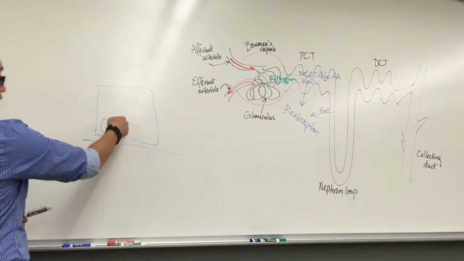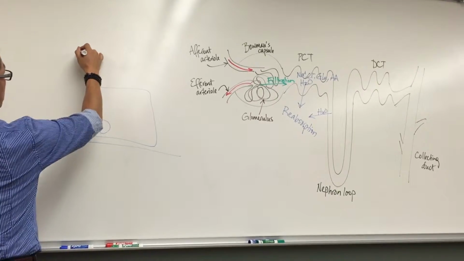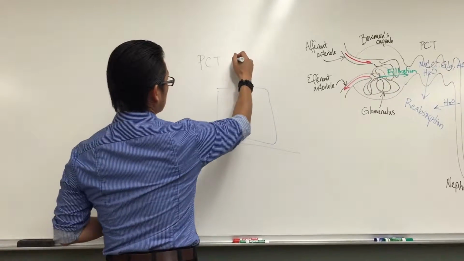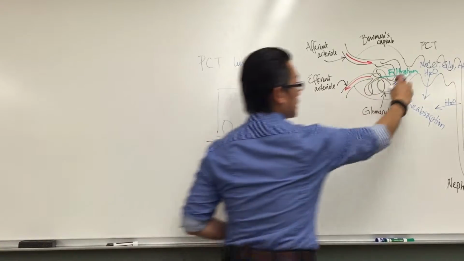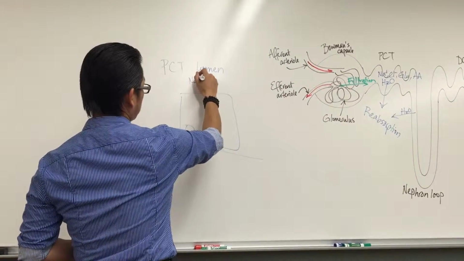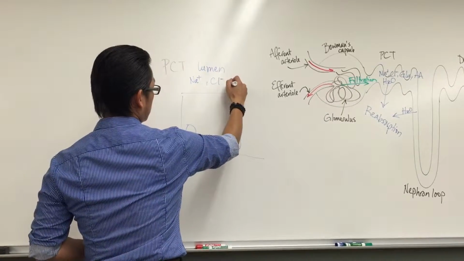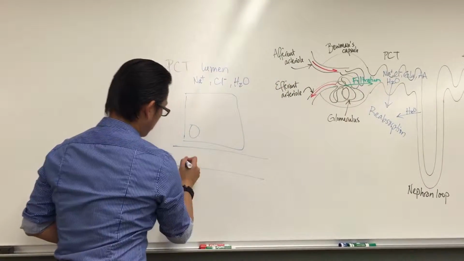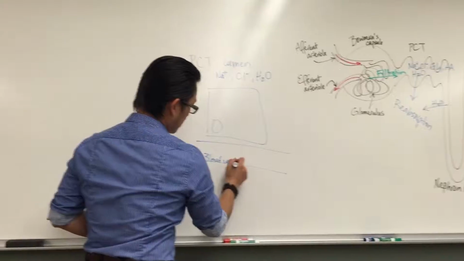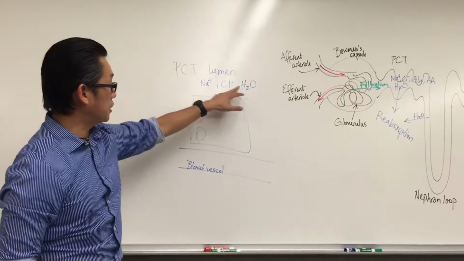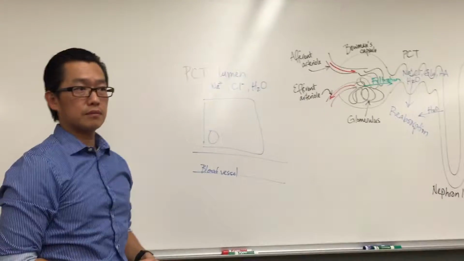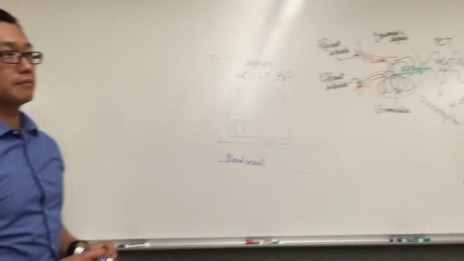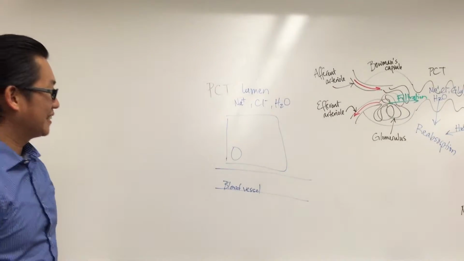All right, so here's a cell. Let's say this is the proximal convoluted tubule. So lumen, which means it's inside this space. So here you have the sodium, here you have chloride, here you have water. Here are the cells that line the proximal convoluted tubule. Here you have your blood vessel. So how do you move these substances from the lumen into the blood vessel? No. The pump. What pump?